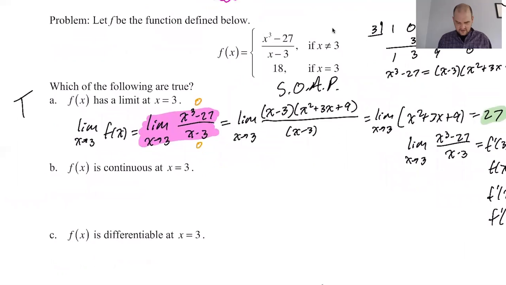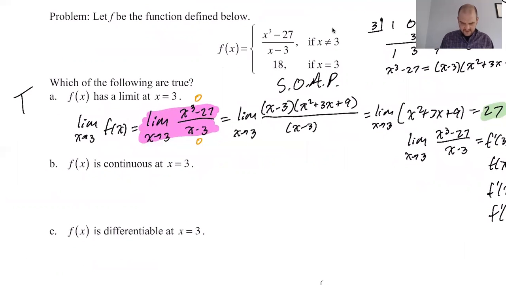f of x is continuous. So for f of x to be continuous, we need the limit to exist. So the limit as x approaches 3 of f of x we just found was 27. We need the value of the function to exist, f of 3. By the definition, f of 3 is 18. So it's 18.